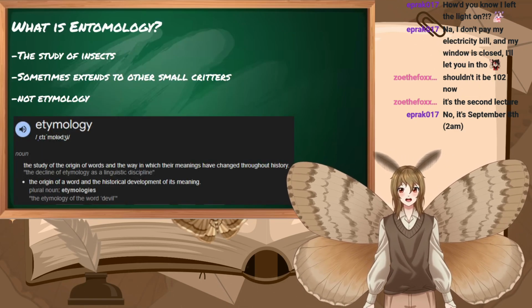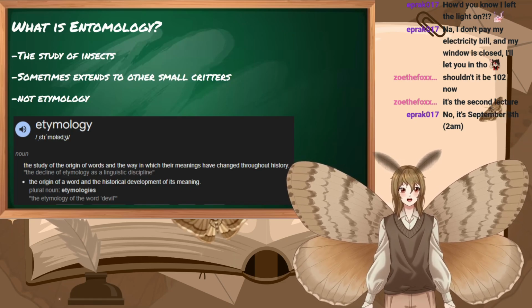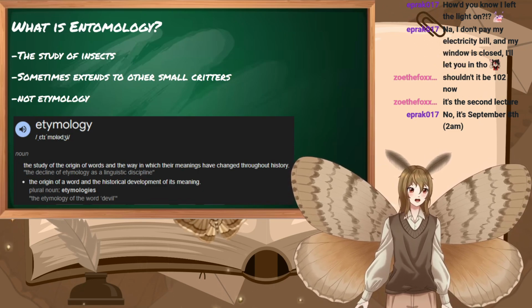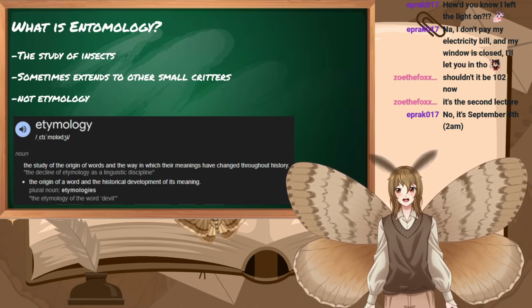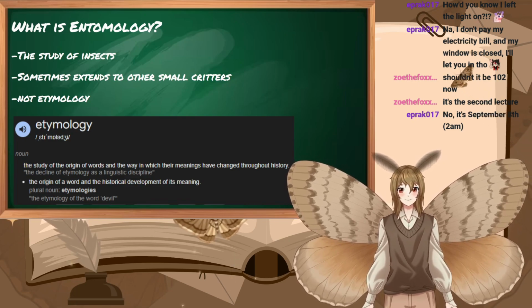The first question is, what is entomology? It's the study of insects. Sometimes it gets extended to other small critters, sometimes spiders, sometimes myriapods, but we'll get into what is considered an insect or a bug in a bit. And it is not etymology.